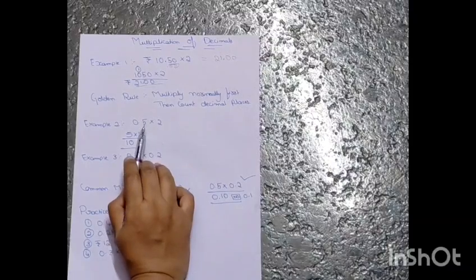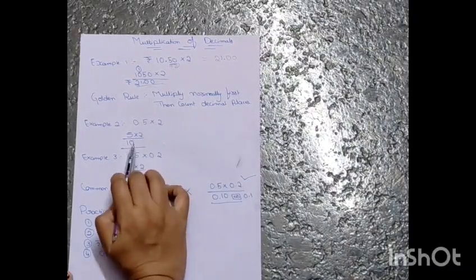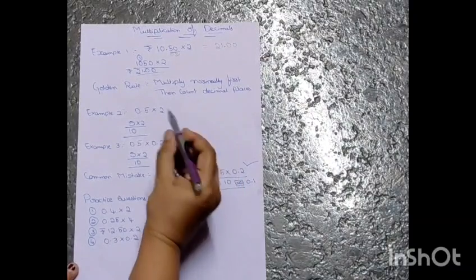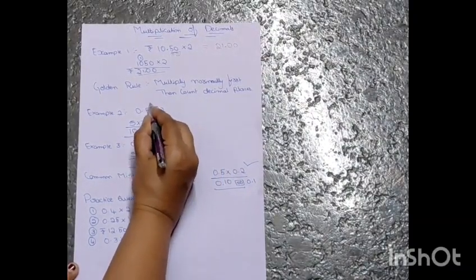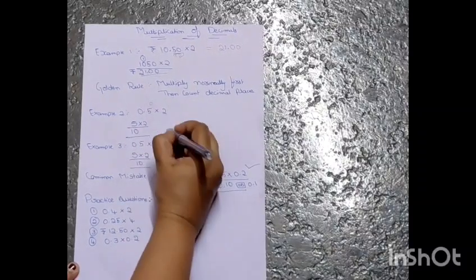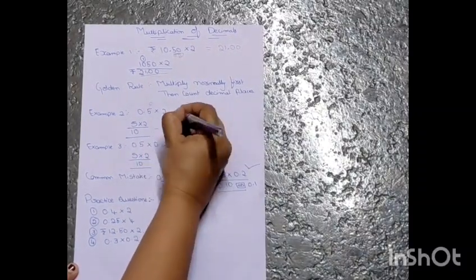Let's go to the second example. 0.5 into 2. So, normal multiplication. 5 twos are 10. How many decimal places do we have here? After the digit, we have one decimal place. So how do we write this? What will be the answer here?